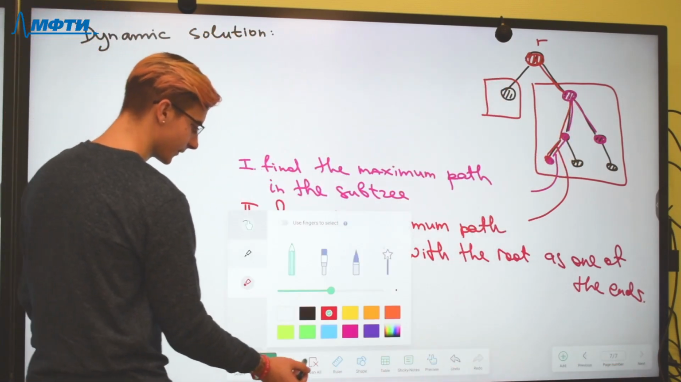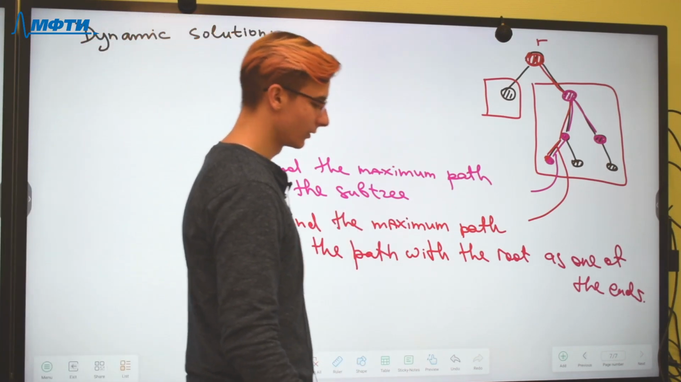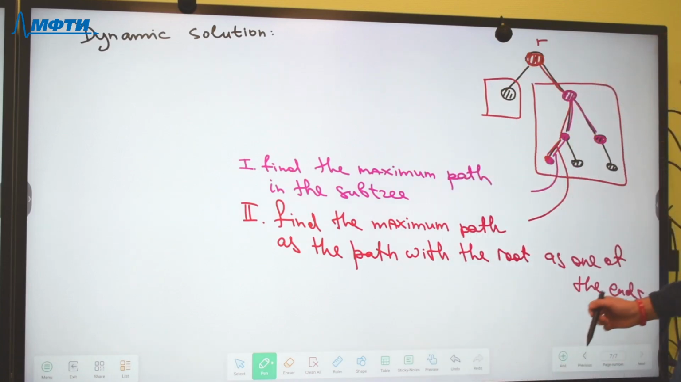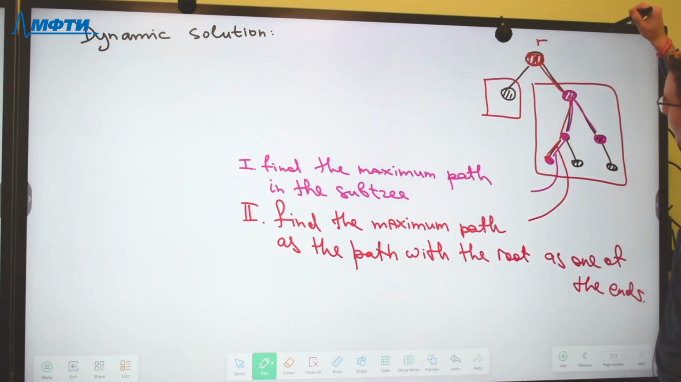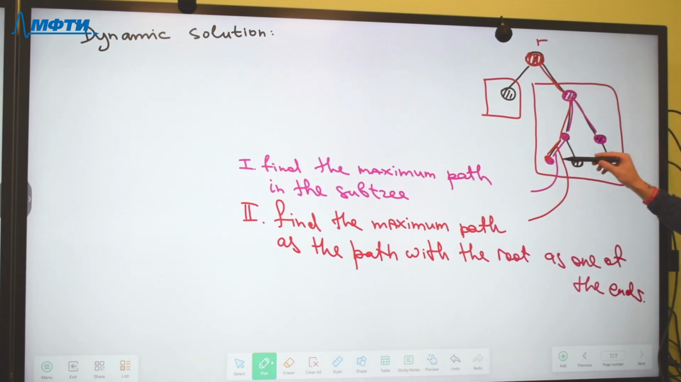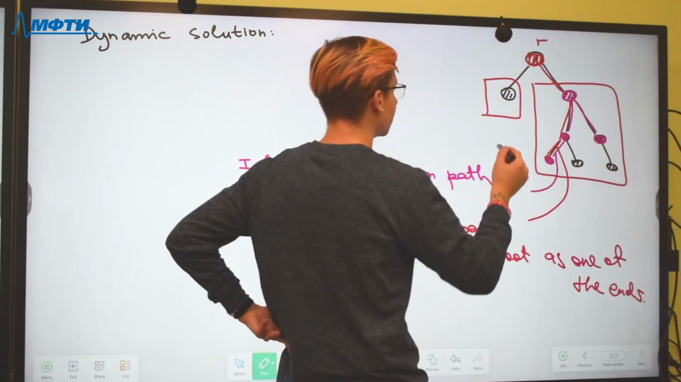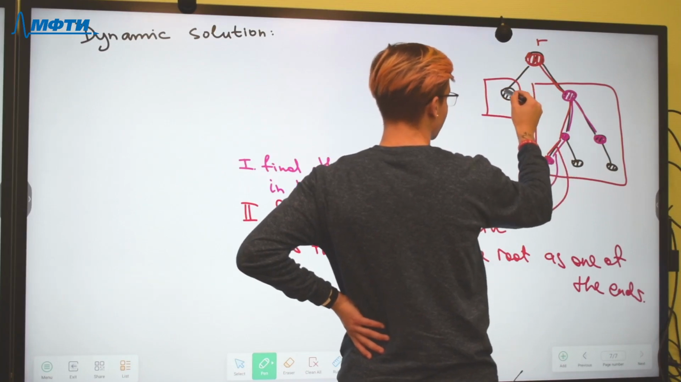And of course, there is finally the most complicated case. What is the most complicated case? When we find the maximal path, not in this subtree, not as the path that connects a vertex in the subtree with the root, but the path that connects different subtrees.